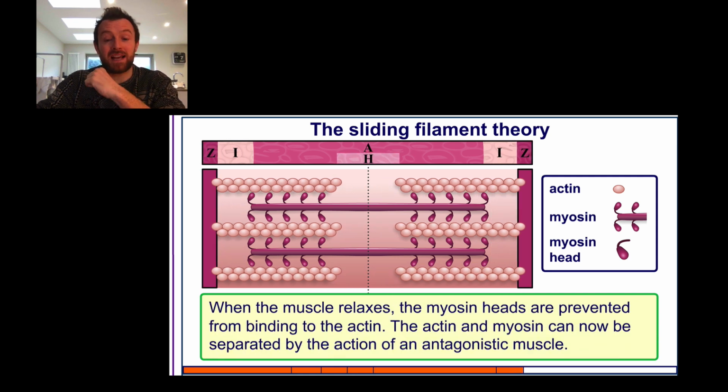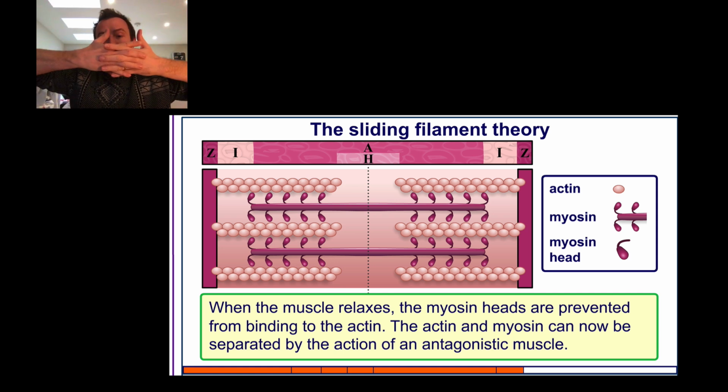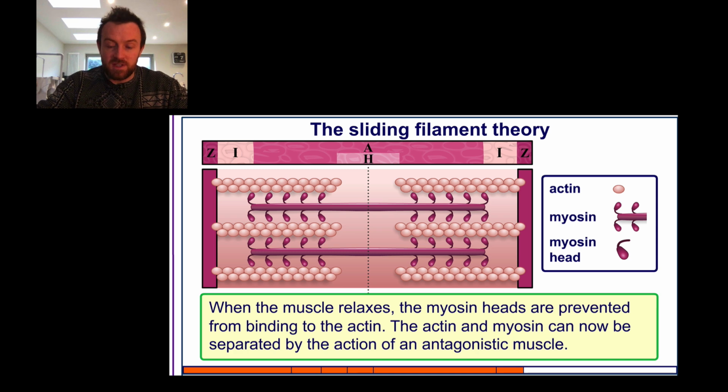When the muscle relaxes, what's actually occurring is the myosin heads detach, and then another muscle can pull the fibers out again.